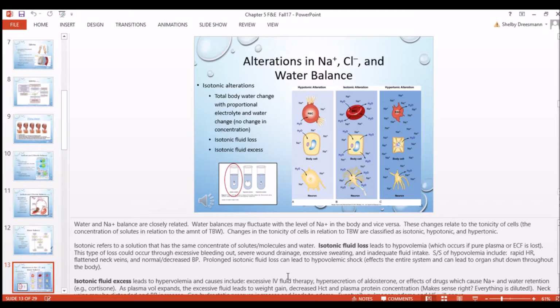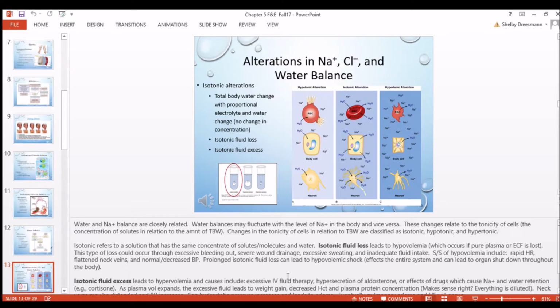You can also have isotonic fluid loss, which leads to hypovolemia. So excess is hypervolemia, loss is hypovolemia. This can be caused by excessive bleeding, extreme drainage, extreme sweating, or inadequate fluid intake. The signs and symptoms, the manifestations, are rapid heart rate, flattened neck veins, and decreased to normal blood pressure. Prolonged loss could lead to dehydration or hypovolemic shock.